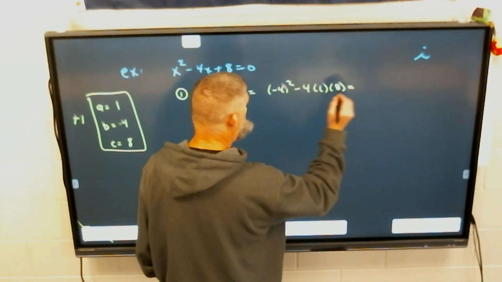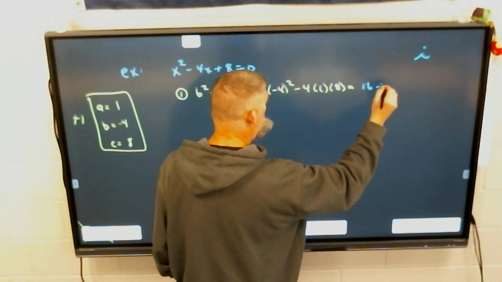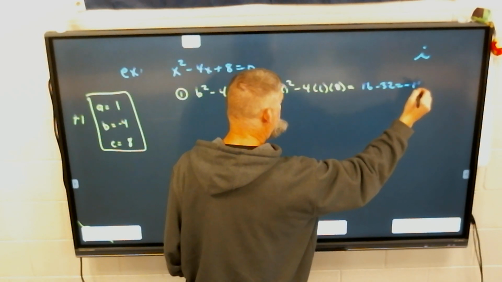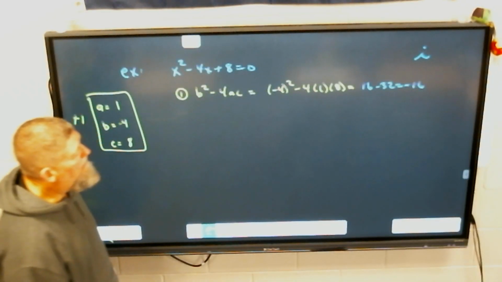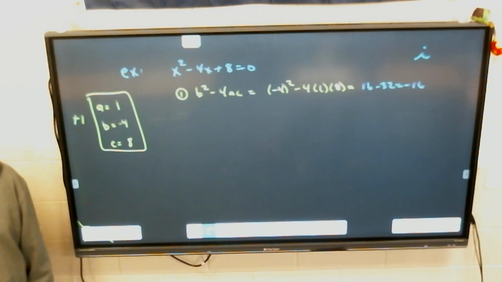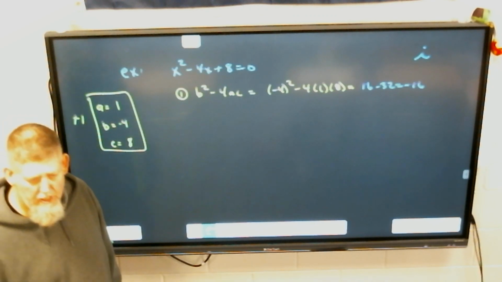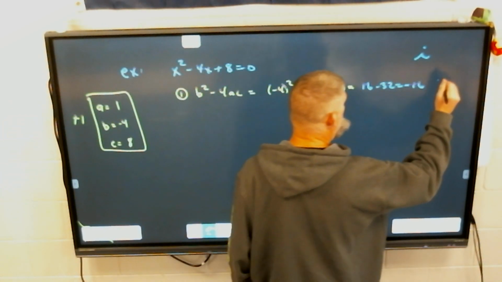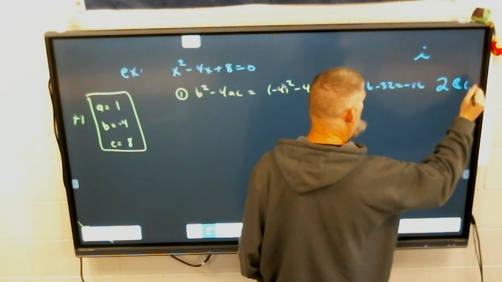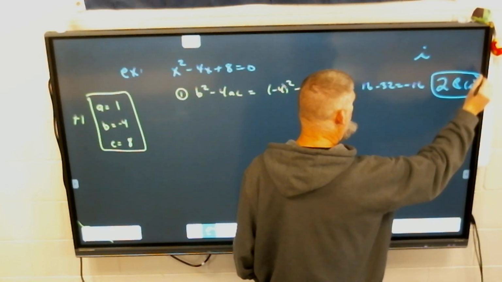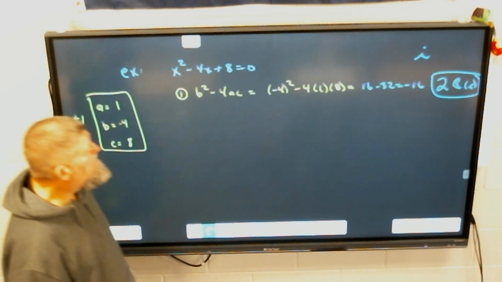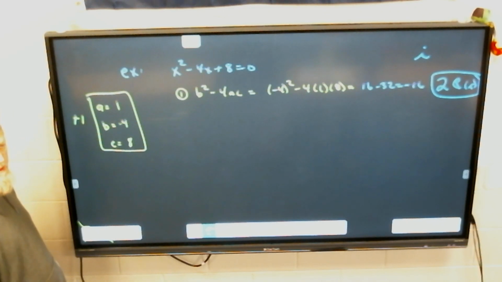So let's see, -4 squared is going to be 16 minus 32. I get -16. Because my discriminant is -16, what does that tell me about my final answer? It's going to be two complex, or two with i's in it. Would you take either one, or do you have to say i? I would always put complex. I just want you to remember complex means it's going to have an i in there.